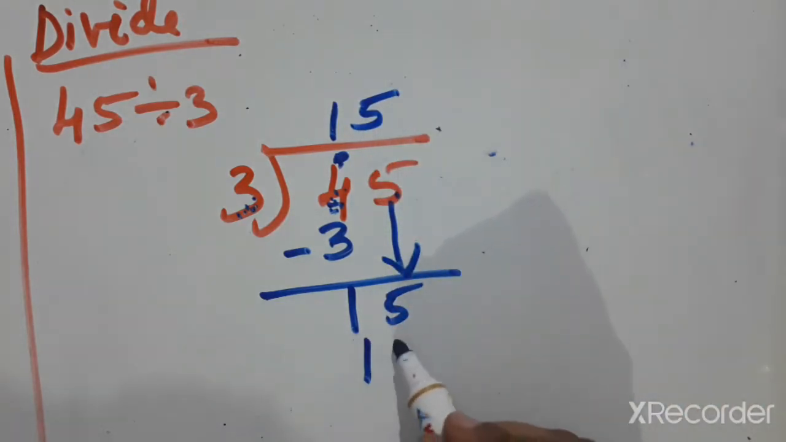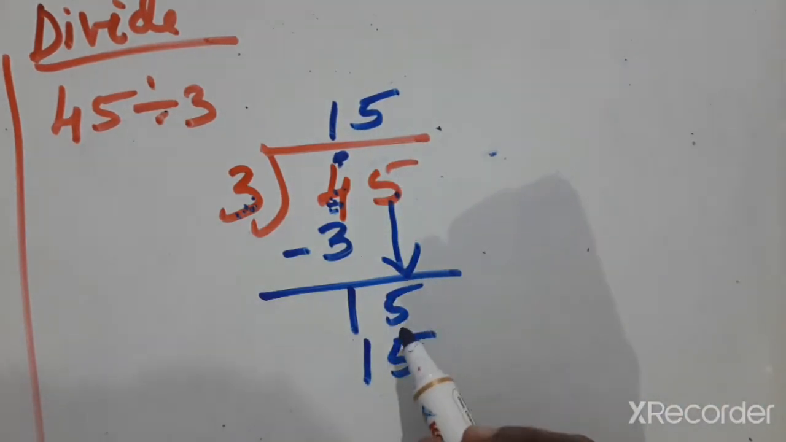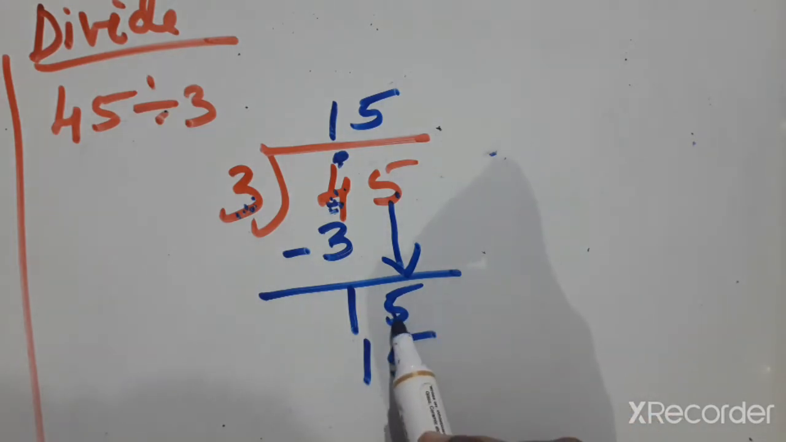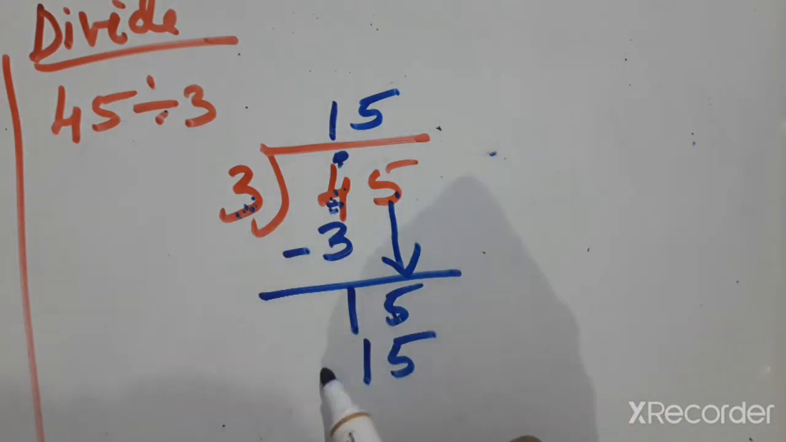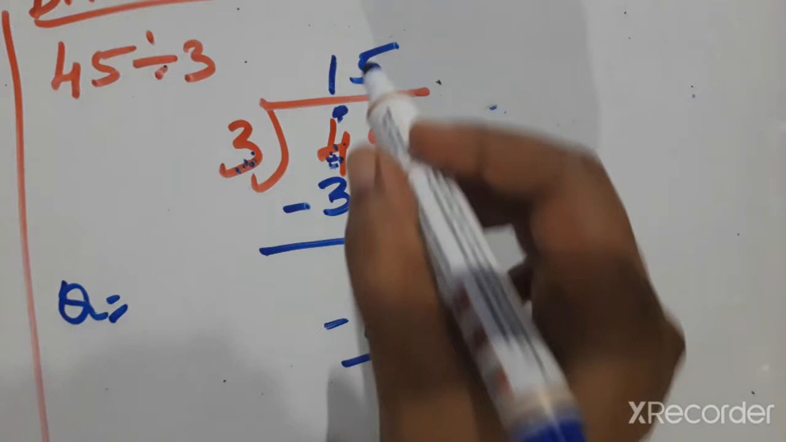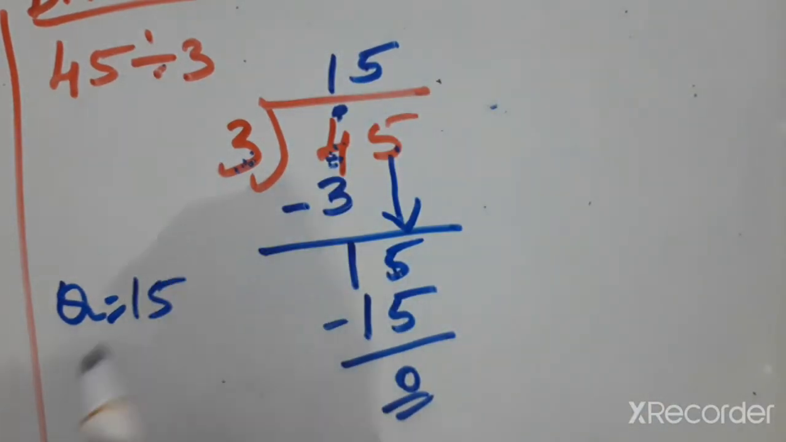If we are getting the exact number, we can write it. Otherwise, we have to take the nearer one. But we can't take greater than this number. So 3 fives are 15 we are getting. So remainder is 0. Then quotient is 15 and remainder is 0.